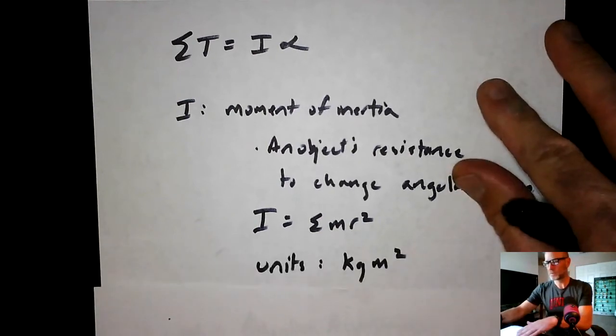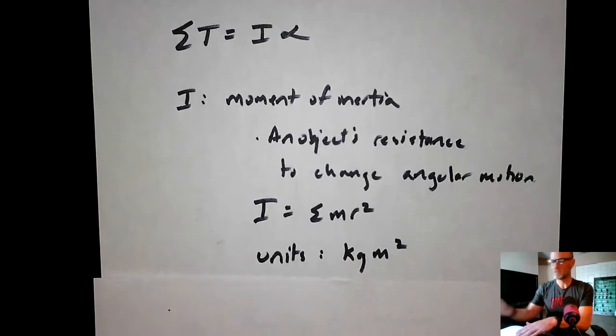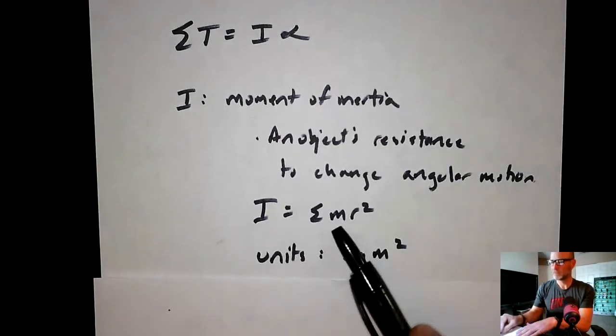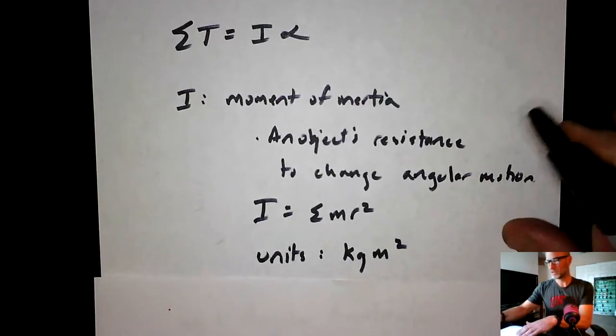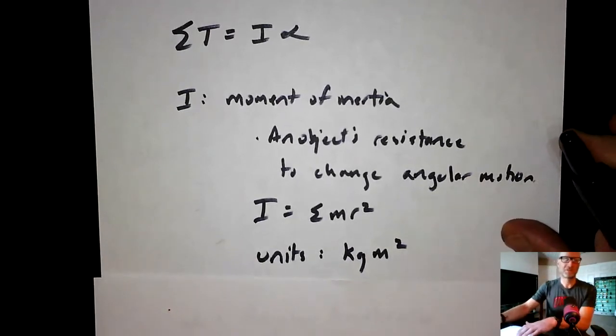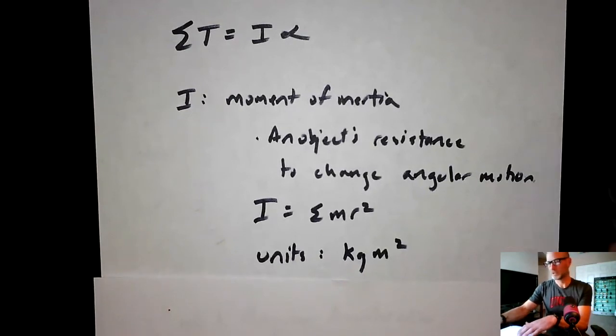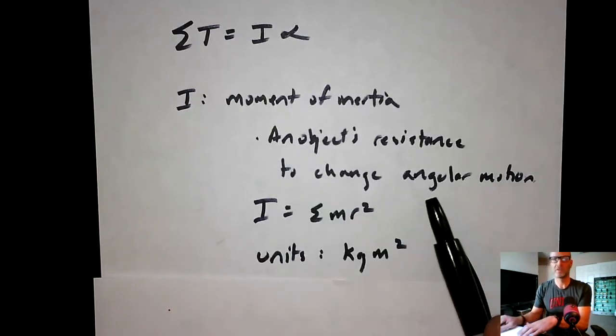The units for moment of inertia are kilogram meters squared. Versus inertia, which is just measured by an object's mass, which is just kilograms. And inertia by itself is an object's resistance to change in motion. Moment of inertia is specific to angular motion.